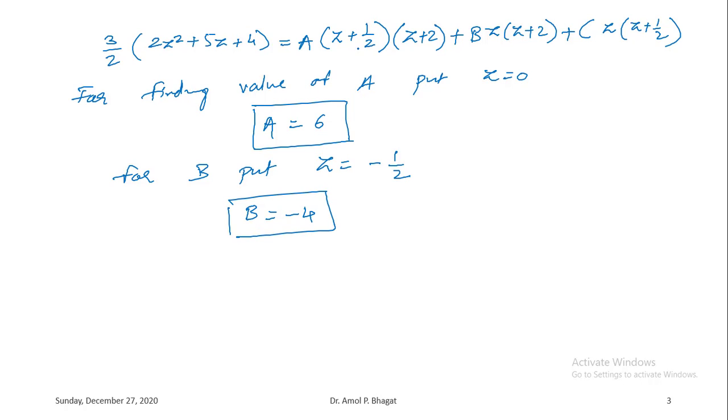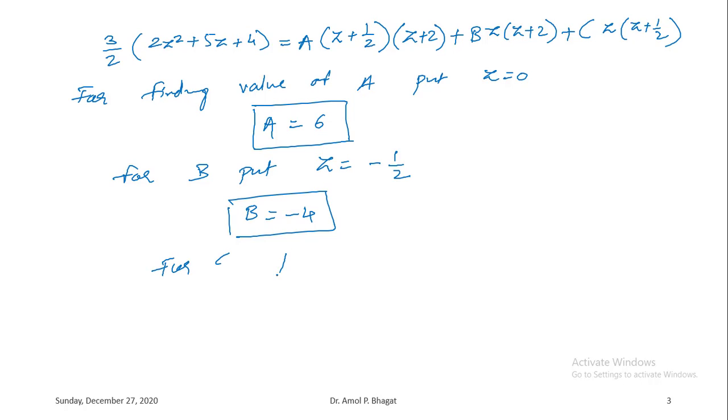I'm substituting different values of z here, z is equals to minus 1 by 2 if I'm substituting. So this term will be 0, this term will be 0, this will be b multiplied by minus 1 by 2 in bracket minus 1 by 2 plus 2, right? Correct. So similarly here it will be 3 by 2 in bracket 2 by 4 will be there, plus minus 5 by 2 will be there, plus 4 will be there. So if you simplify it, you will get b is equals to minus 4.